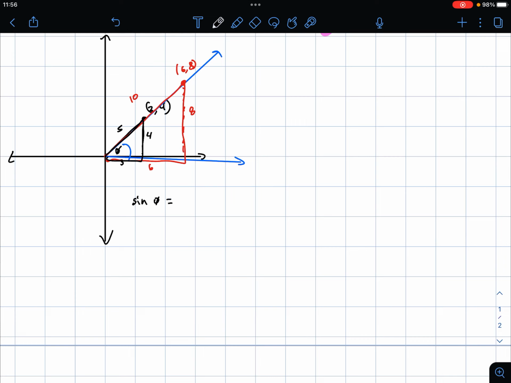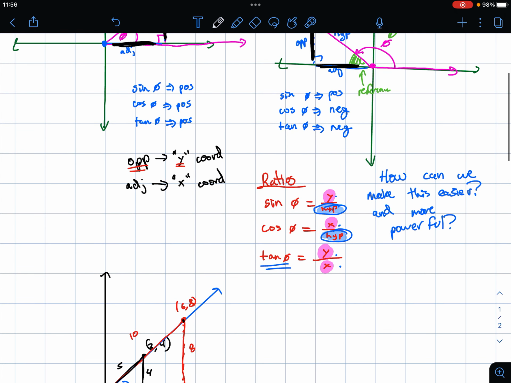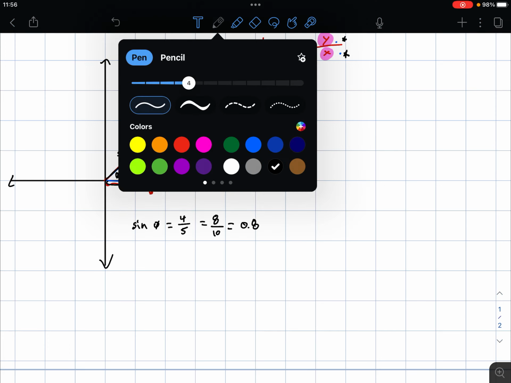So sine of theta I could say is 4 over 5, or I could say it's 8 over 10, but at the end of the day, those are the same thing. It doesn't matter which triangle I use. So if I can use any triangle, and I'm asking the question how to make it easier and more powerful, how do I get this hypotenuse thing out of there so I can just use the x and y coordinates? What would the ideal hypotenuse be?